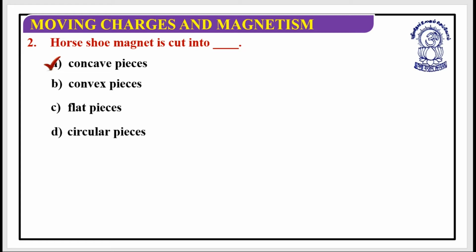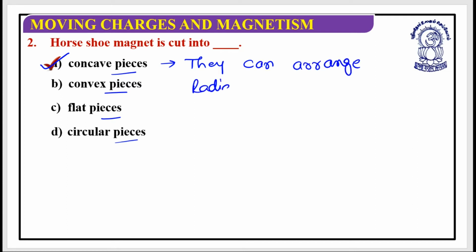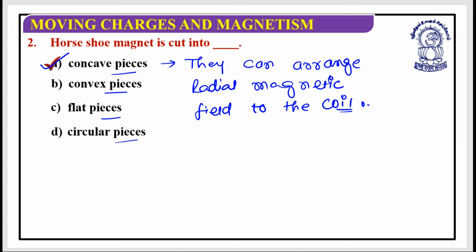Horseshoe magnet is cut into these concave pieces or convex pieces, flat pieces, circular pieces. They have been cut into the concave pieces. Why so? Because they can arrange a radial magnetic field to the coil. So as they can arrange a radial magnetic field, they have been cut into the concave pieces.